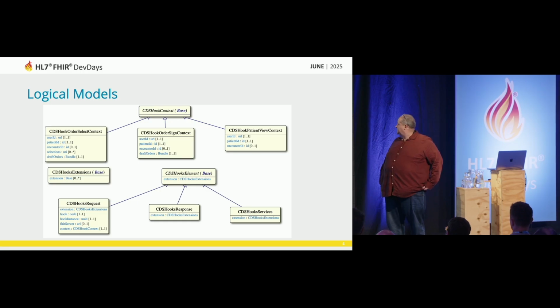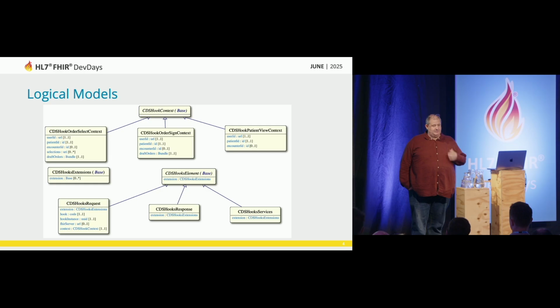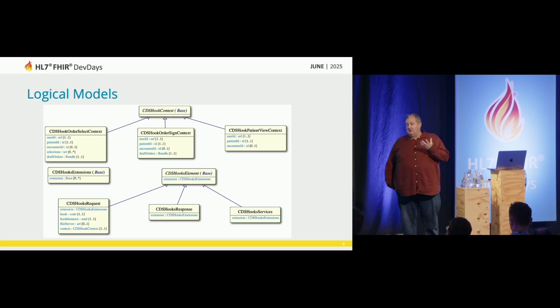So here's an example of some logical models. These are the CDS hooks logical models. They're currently in the tooling IG, but they're going to move out to the CDS hooks specification itself in the next ballot. And these properly describe the content that goes backwards and forwards in the CDS hooks exchanges. The UML diagram is almost completely generated by code.